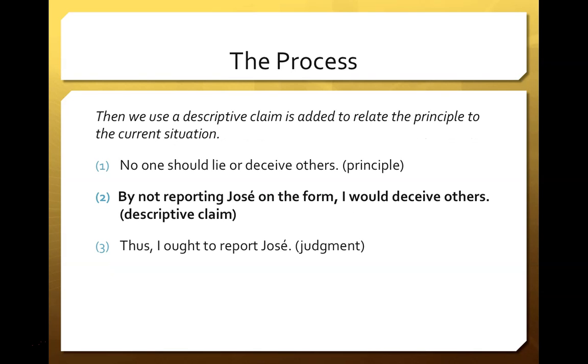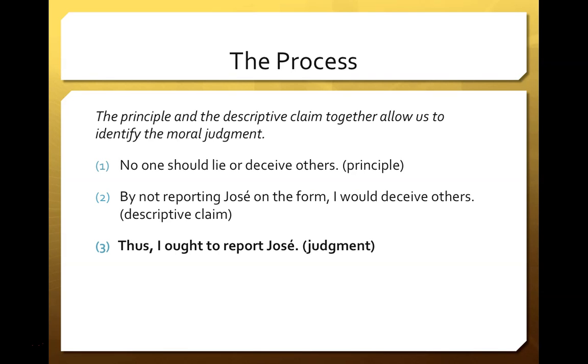We move on from here to the descriptive claim. Remember that the descriptive claim is the claim that relates the principle to the current situation. By not reporting Jose on the form, I would be deceiving others. This is a descriptive claim. And then, as before, we move on to the moral judgment. Thus, I ought to report Jose. The principle and the descriptive claim together allow us to identify what the moral judgment's going to be.